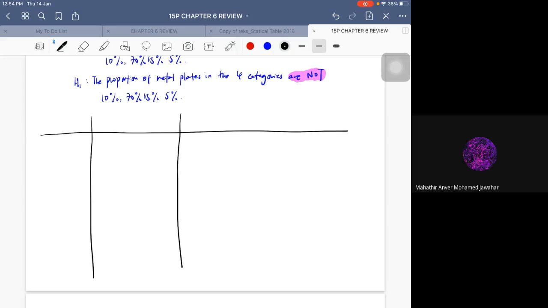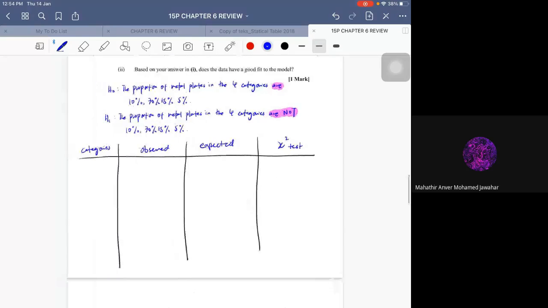So this is going to be my observed, this is going to be my expected. So this is going to be our categories. This is going to be the observed value. So this is going to be the expected value. And this is going to be our calculation for the test statistic, so chi-square test. So categories, so we have four just now.